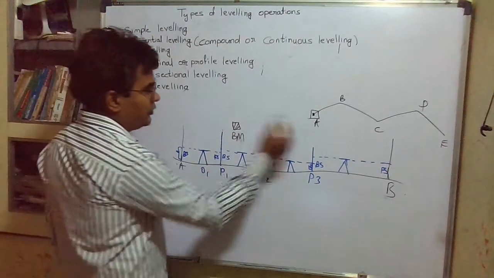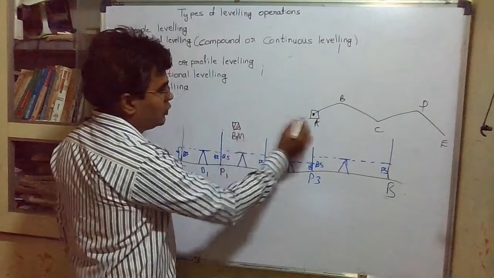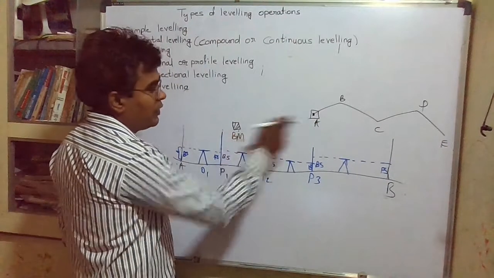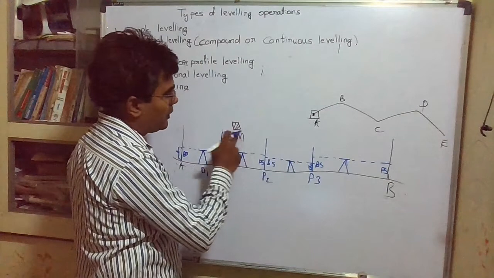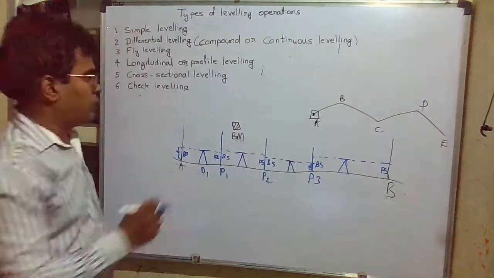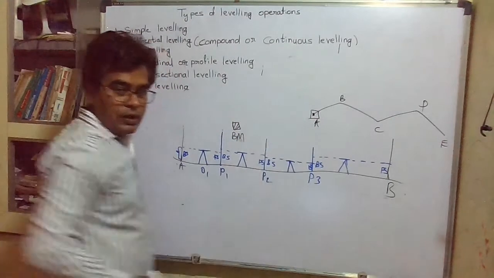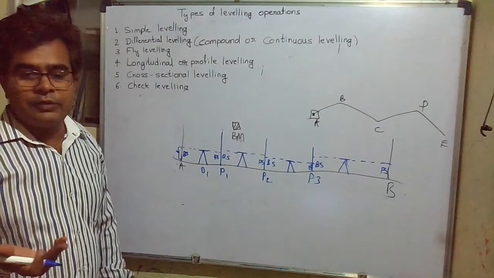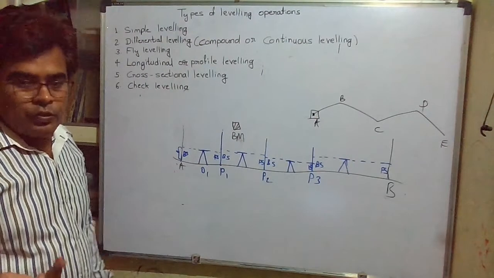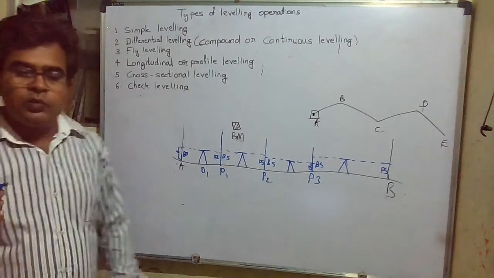See here, this is our point. This is the benchmark we know, and we have to connect this benchmark to this point, meaning we have to find out the RL of this point. So we have to find out the level difference between these two points. To know this level difference, we have to do differential leveling. So fly leveling is nothing but differential leveling, the purpose of which is to find the RL of any new point.